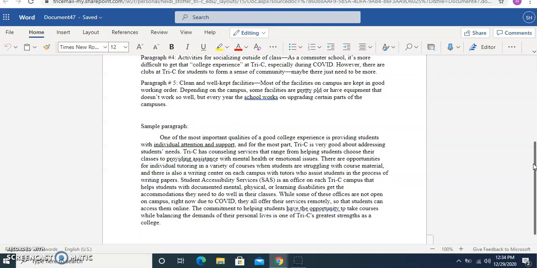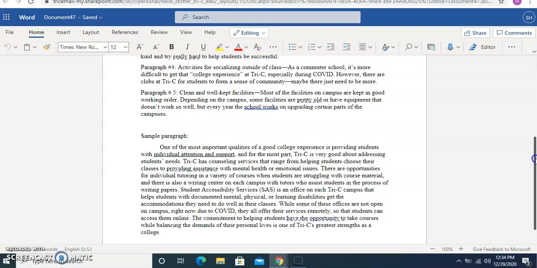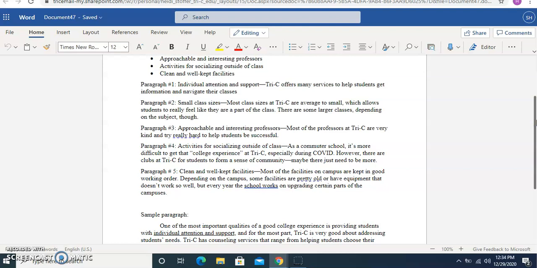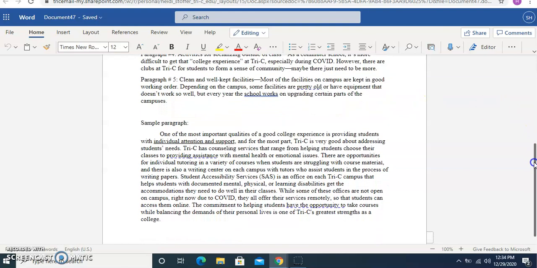It's not enough just to do a 1 or 2 sentence explanation. Instead, I want to elaborate and give details about this expectation that I'm talking about in each paragraph. So again, this is just an example of what a paragraph might look like. I wrote a paragraph on the first expectation I talked about above, this idea of individual attention and support. And I want to make the point that this is something that Tri-C, I think, does pretty well. So let's look at the paragraph that I wrote.